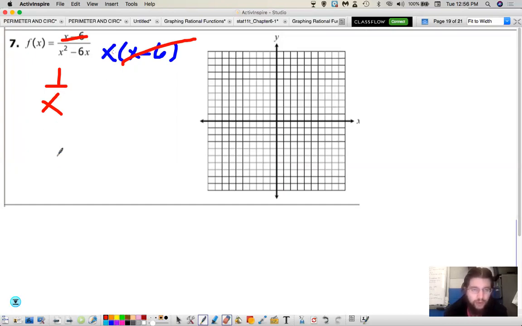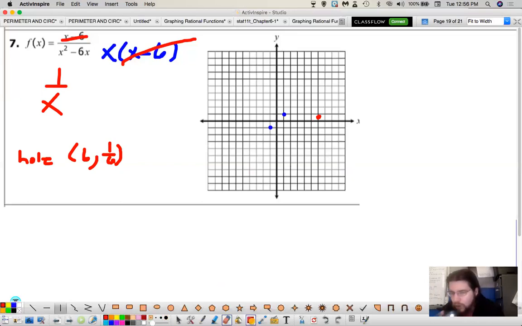So we do have a hole at 6. And that would be 1/6. So it's 6, and a little bit above the line. Beautiful. Right there's a hole. I'll make it better later. But I'm going to plot my basic points. It's the basic reciprocal mother function. 1, 1, -1, -1. Asymptotes on the axes.